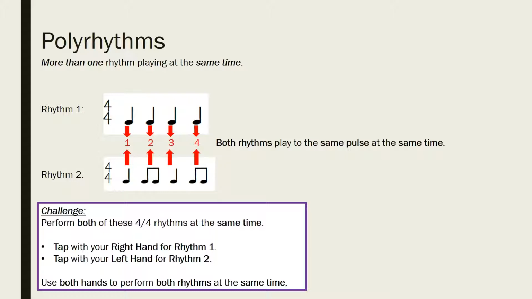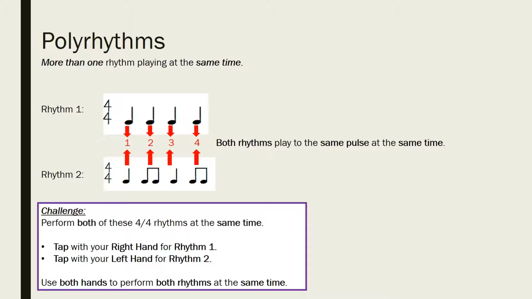So for your first challenge, I'd like you to try and perform both these rhythms at the same time. So what you need to do, with your right hand, you need to tap rhythm 1, so that's T, T, T, T. And then with your left hand, you're going to tap rhythm 2, T, coffee, T, coffee. And then you're going to try and tap both of these at the same time with your left and right hand at the same time with the same pulse. So let's give it a go.